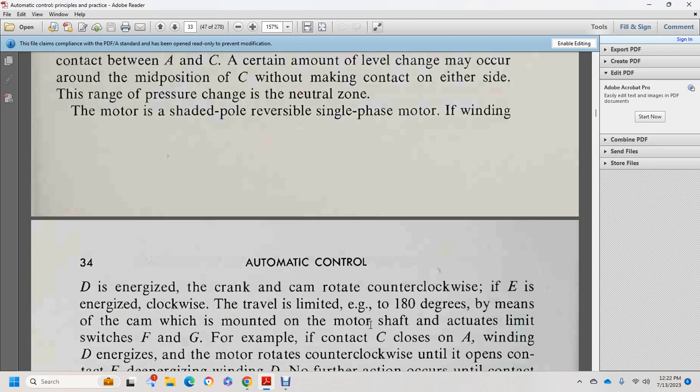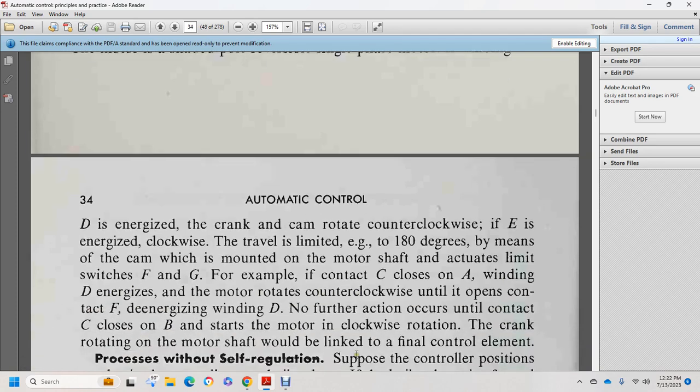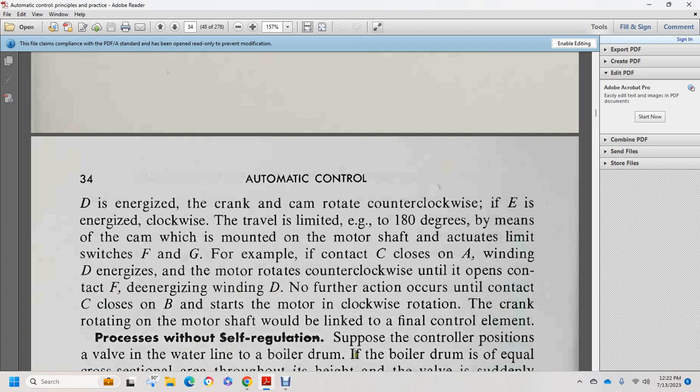If E is energized clockwise, they travel limited to 180 degrees by means of the cam mounted on the motor shaft, which actuates the limit finger switches F and G. For example, contact C on A energizes winding D, and the motor rotates counterclockwise until it opens contact F, de-energizing winding D. No further action occurs while contact C and B are closed; instead the motor rotates clockwise, and a crank rotating with the motor shaft would be linked to the final control element.